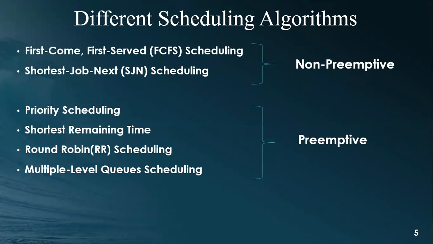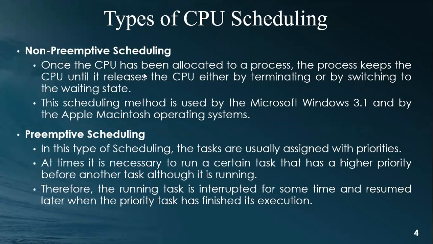Then I talked about what a preemptive process is and what a non-preemptive process is. The idea is that once the CPU has been allocated to a process, the process keeps the CPU until it releases it, either by terminating or by switching to the waiting state. So if you allow someone to have the CPU, they will not give it back unless they terminate, maybe because it's over or there's a violation, or they switch to the waiting state for some IO or interrupt. This scheduling method was used by Microsoft Windows 3.1 and the Apple Macintosh operating system.